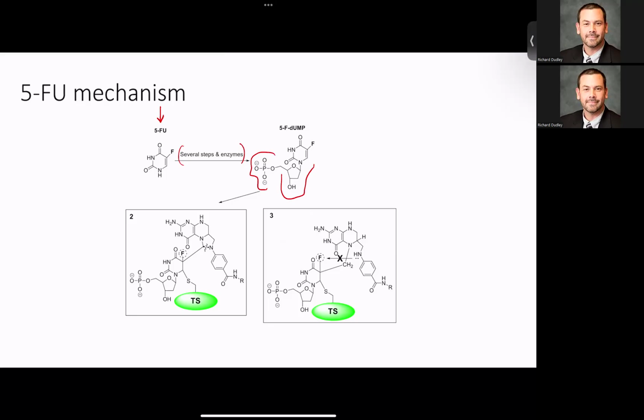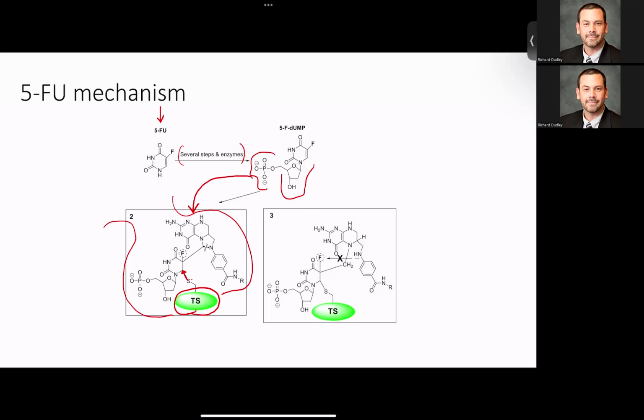When 5-fluorodeoxyuridine monophosphate gets formed, it can find its way into the thymidylate synthase active site. And once in the active site, it's going to try and serve as a substrate for thymidine synthesis, just like uridine did. But instead of uridine, it is again 5-fluorodeoxyuridine monophosphate. What happens? Well, again, it's bound in the active site with its friend N5-N10 methylene tetrahydrofolate. The thymidylate synthase active site has this thiol.